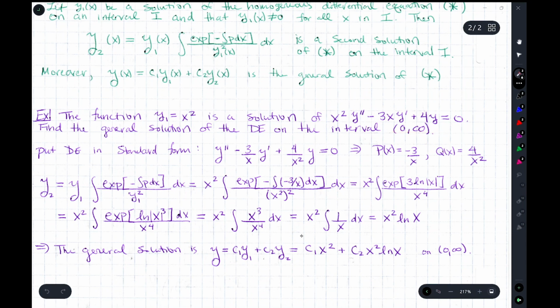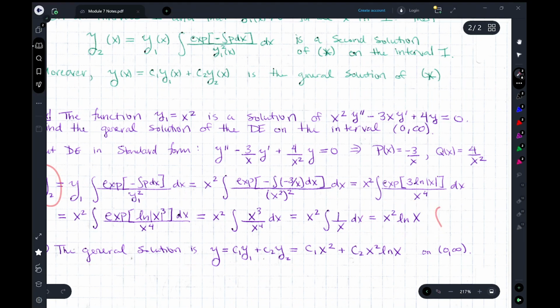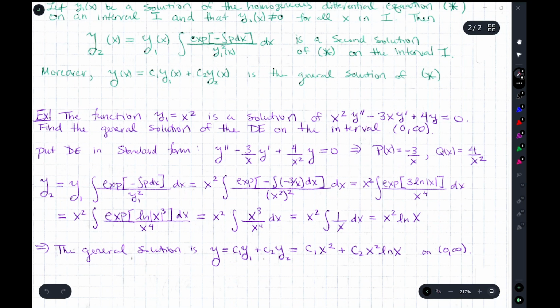And so integrating, we get this. And now the general solution, so we found y2, we found our linearly independent function from x squared. And so our general solution is here on the interval 0 to infinity.